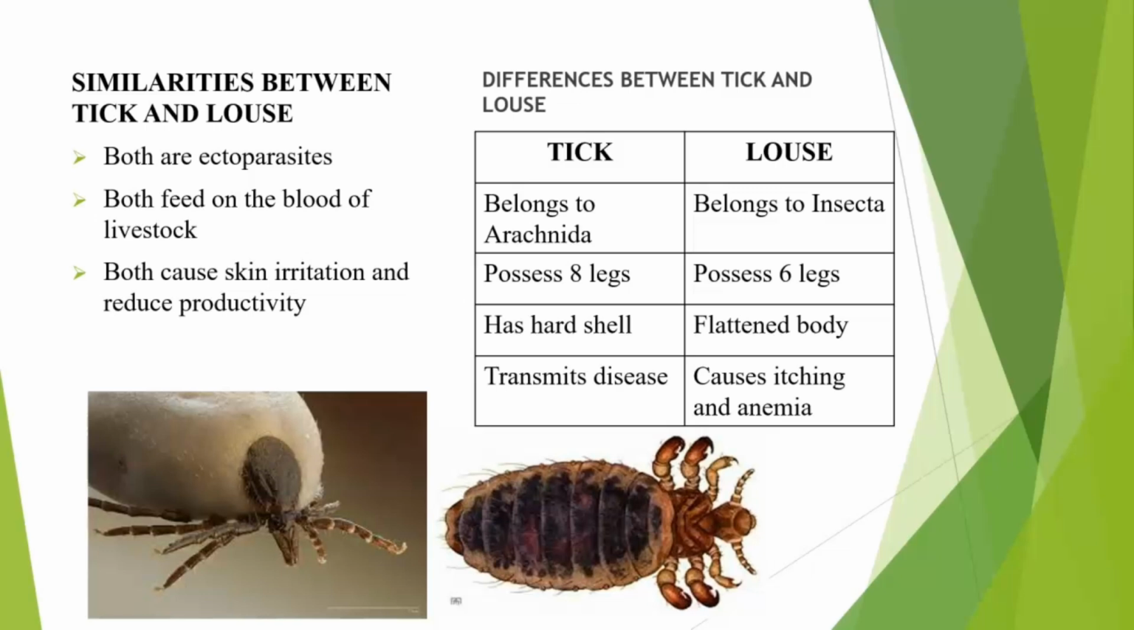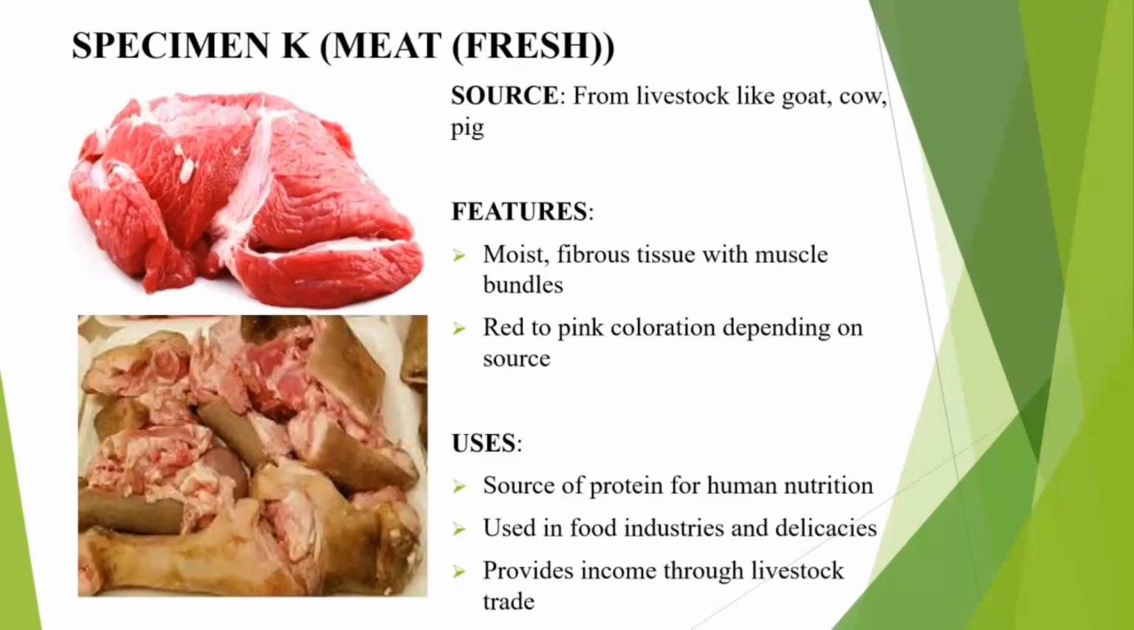So to contrast between tick and louse, ticks belong to the class Arachnida, where the spider also belongs. Therefore, louse belongs to the insect class, Insecta. Tick has 8 legs, louse has 6 legs. You can see it in the picture. Then ticks have a hard shell, while louse have a flattened body. Ticks can transmit diseases, like we said, babesiosis and anaplasmosis. But louse just suck blood and cause itching and anemia.